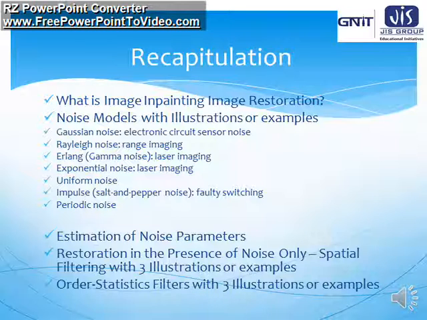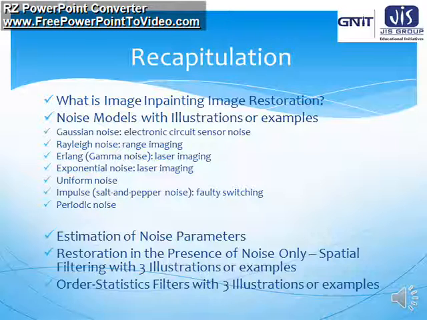So students, whatever we have studied in this class has been summarized here. If we recapitulate the points we have discussed, the first is what is image inpainting or image restoration, that means what we mean by image inpainting or image restoration, and how important it is in several image processing steps. Now we have also studied several noise models with some examples or illustrations.